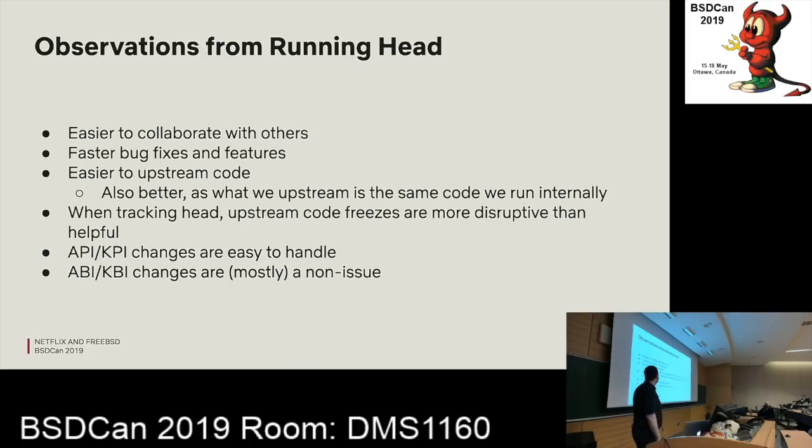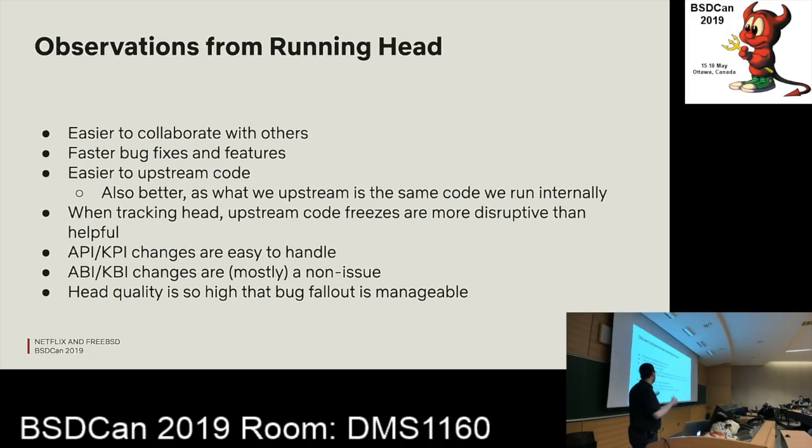And ABI, KBI changes are mostly a non-issue. Again, we recompile our code with every release. There's a handful of binaries that some vendor produced where we don't recompile them every release, and so we do kind of care about stability for that. But a lot of times we get that through the compat options anyway.